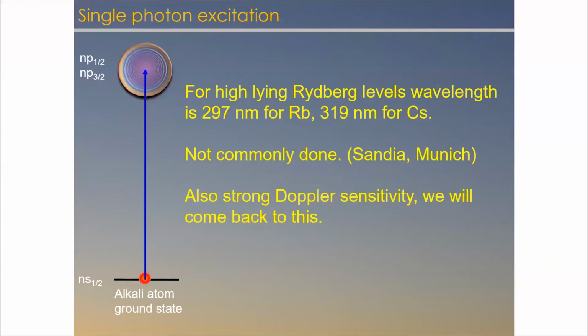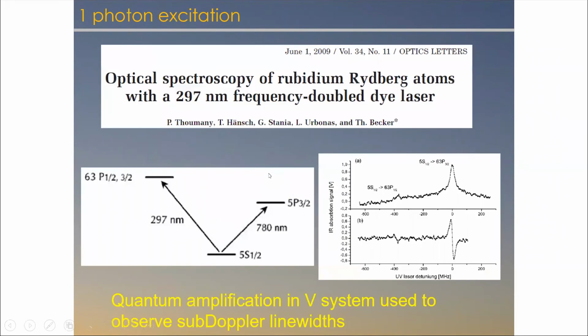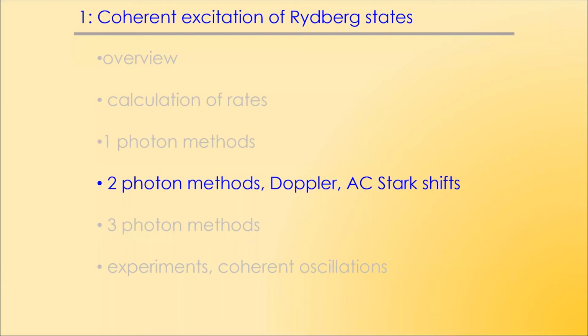Okay, so you can do a 1 photon excitation for an alkali atom that's generally in the ultraviolet, around 300 nanometers. It's not so commonly done. Also, you have a lot of Doppler sensitivity if you just use a 1 photon technique. Here's some old data from Hench group showing that they could do this in rubidium atoms.